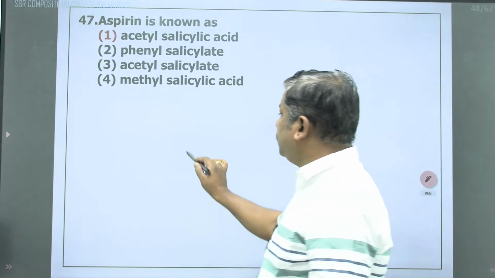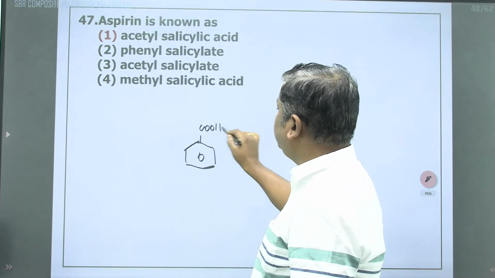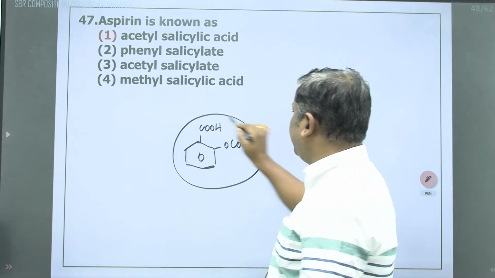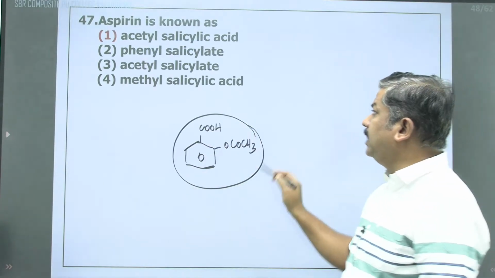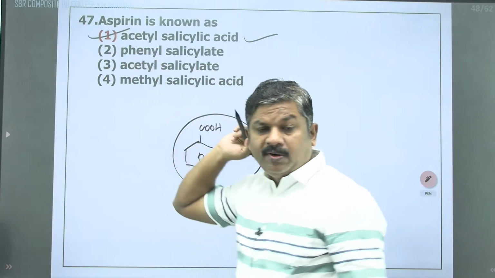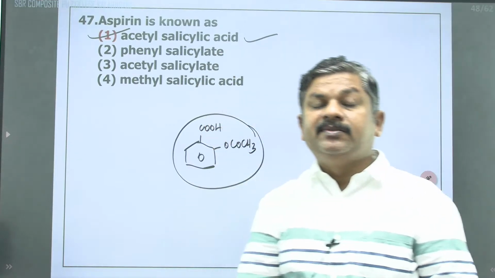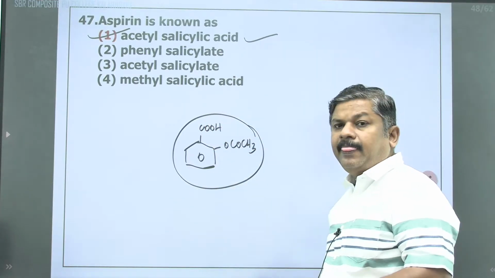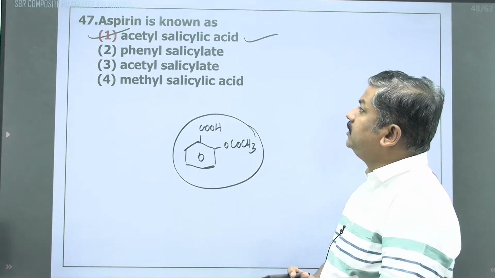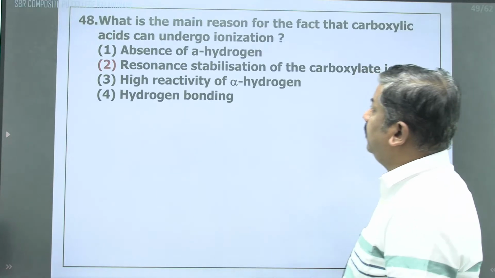Aspirin is also known as, just now I mentioned the structure of this aspirin. It is COOH and OCOCH3 is there. This compound is commonly known as aspirin, acetylsalicylic acid. What is the role of aspirin? It is considered an analgesic as well as an antipyretic, to reduce body pain as well as body temperature. We use this particular substance as an analgesic and antipyretic. 47, the first option is correct.